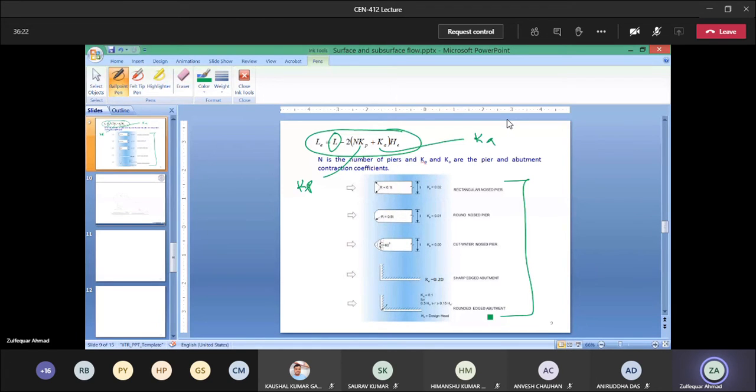If you have a rounded nose, which is a very common rounded nose here, in that case KP is equal to 0.01, right? And for the abutment, if you have an abutment like this, then K is equal to 0.2, and if you have a rounded one, that will reduce. So this is about the discharge characteristics of the structures, right?